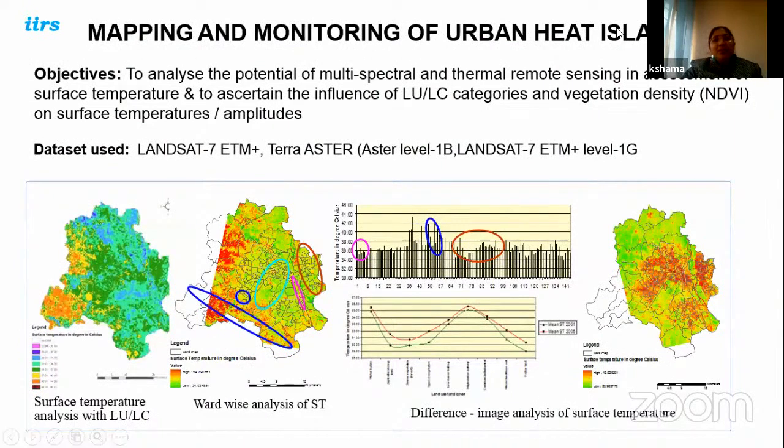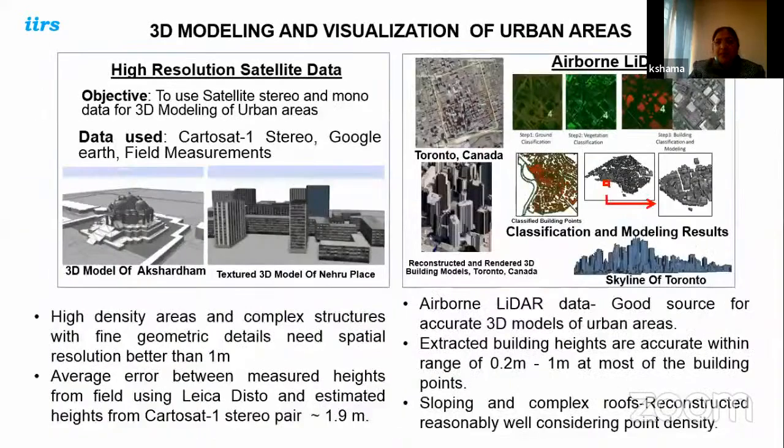Now this is mapping and monitoring of urban heat islands. Here you can see, as I have already told you, land surface temperature. Now you can do the ward-wise analysis of land surface temperature: which ward has more temperature, which ward has less temperature, and what kind of development characteristics are there for those wards. So all these can be done.